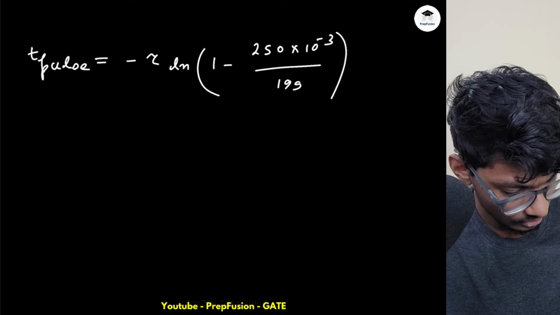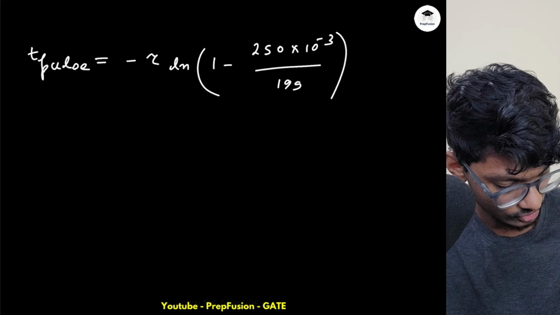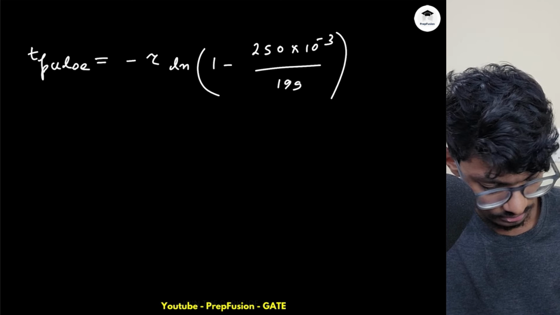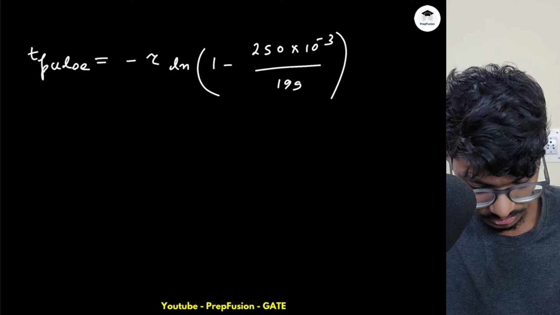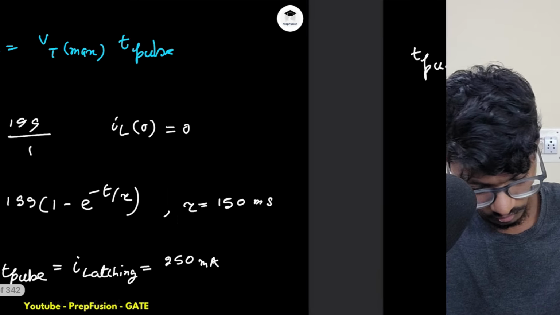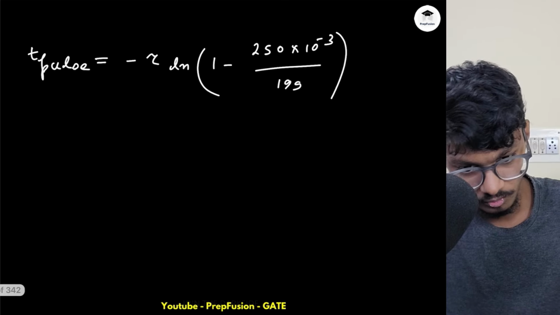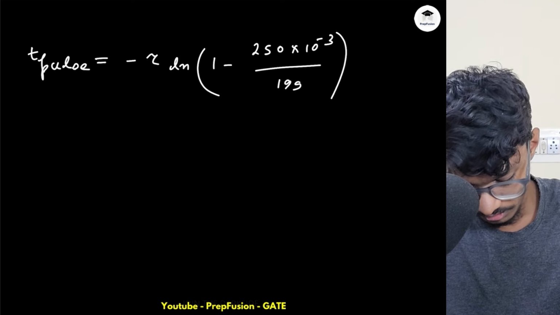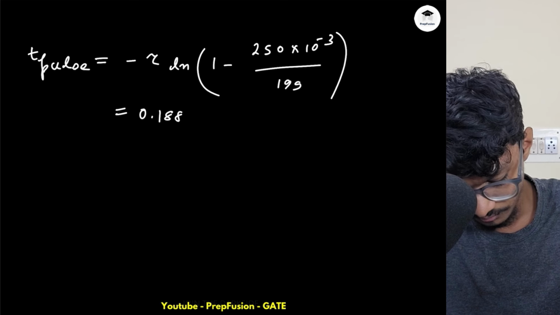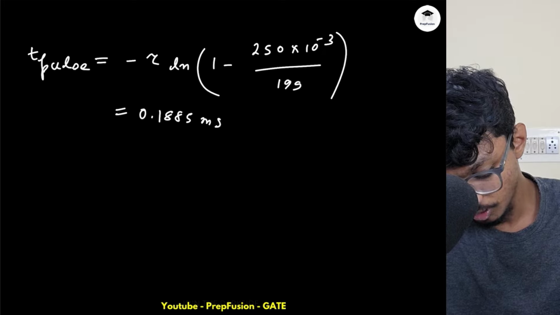This will be 250 divided by 199 into 10 raised to power minus 3, 1 minus this, ln of this, negative, then into 150 milliseconds. So this will be almost 0.1885 milliseconds. Okay, so what will be the maximum rating?